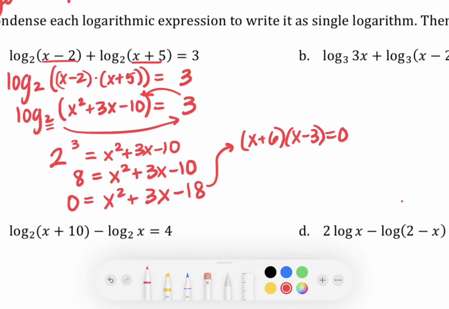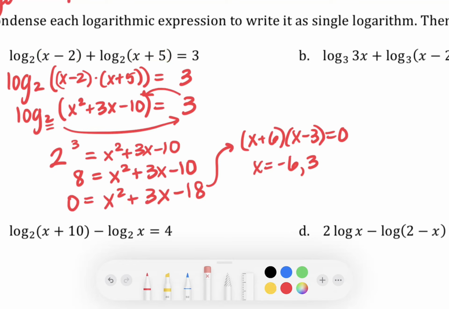Check my work when you come to office hours. If I somehow, some way messed this up, it happens all the time. Let me know. But I think we end up with x equals negative 6 and x equals 3. So here's the last thing we need to check. When we plug these back in, we cannot take the log of negative numbers. We cannot have negative numbers there.